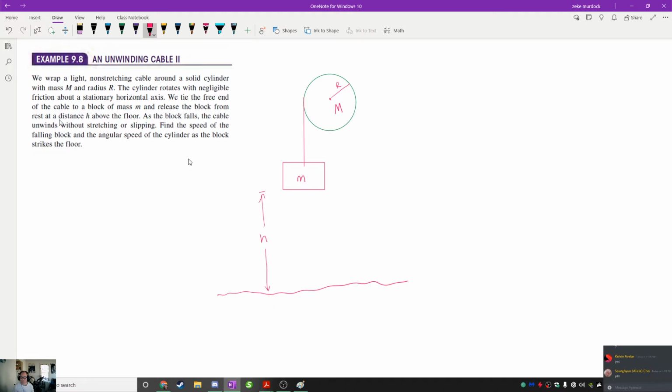It says we tie the free end of the cable to a block of mass m, and we release the block from rest at a distance h above the floor. As the block falls, the cable unwinds without stretching or slipping. You're going to see this type of language a lot. Okay. Find the speed of the falling block and the angular speed of the cylinder as the block strikes the floor. So this is our initial.